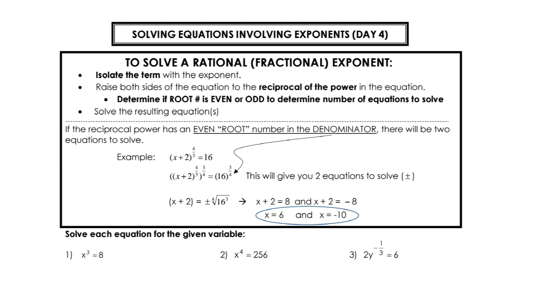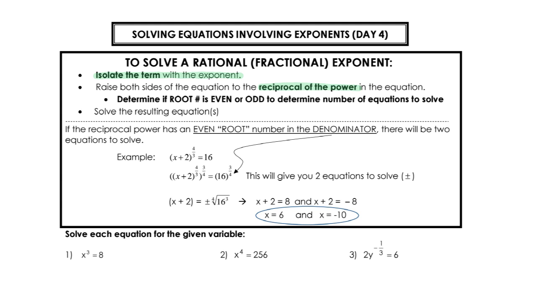Our very first thing we have to remember is that we're going to need to isolate the term with the exponent, okay? And sometimes the exponent will be on a group of parentheses. We have to make sure we isolate that first, meaning we have to get it by itself. Once it's by itself, then we're going to raise both sides of the equation to what we call the reciprocal power. We're going to take that fractional exponent, flip it around, and raise each side to that power. You'll see that it will remove that power and let us solve for our variable.